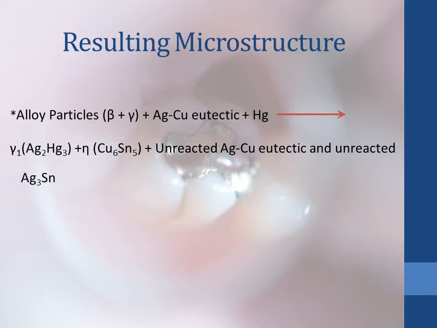Let's look at the chemical reaction. The alloy particles beta and gamma and the high copper eutectic alloy, which is silver copper, and mercury react, and what do we get? We get gamma 1, which is Ag2Hg3, and then we get the eta phase, which has basically replaced gamma 2, which is Cu6Sn5, and then the unreacted eutectic alloy and unreacted Ag3Sn, which basically contribute to the strength and the bulk of the resulting amalgam.